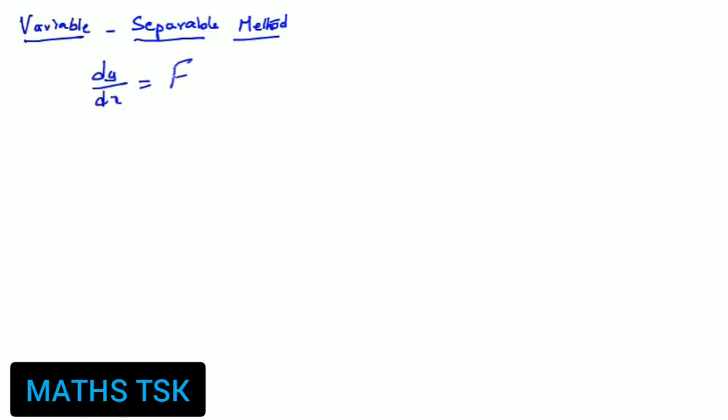Variable separable method. We know that the variables are x, y, z. Variables separated, separable method. So the meaning is very clear from the words variable separable method. Let a differential equation be given in the form dy by dx is equal to f of x comma y, a function in x comma y.